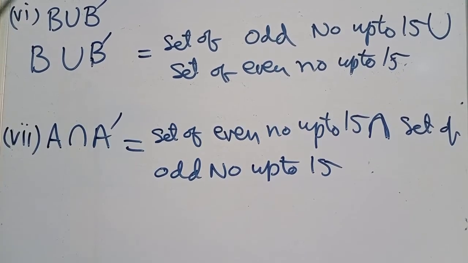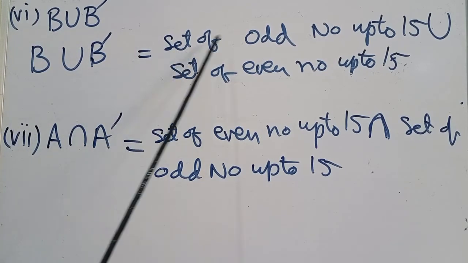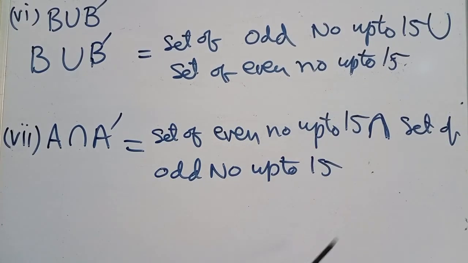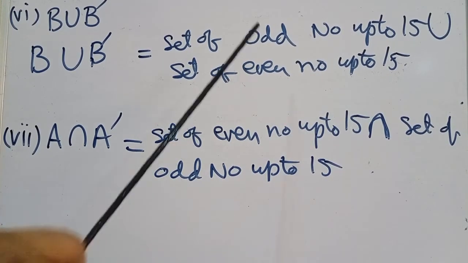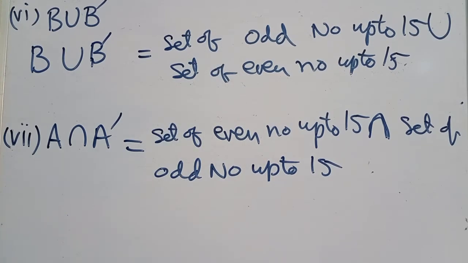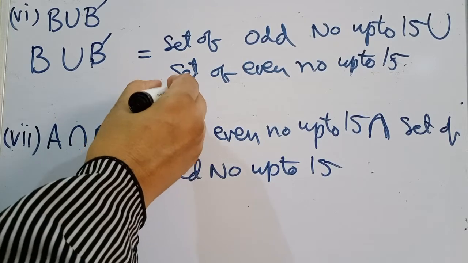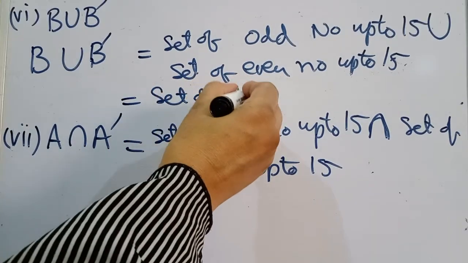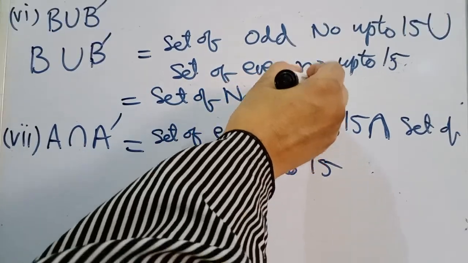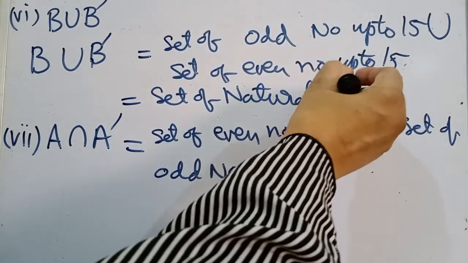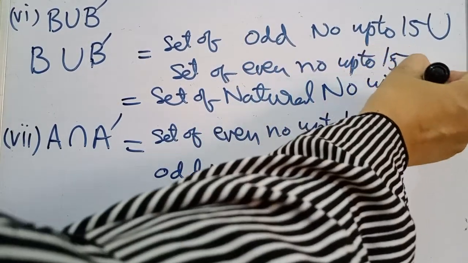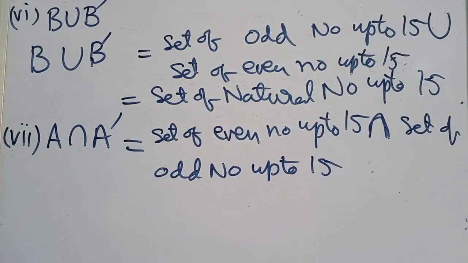Sixth part of question number 4 of exercise 5.1, B union B complement. B union B complement is equal to set of odd numbers up to 15 union set of even numbers up to 15. We observe that odd numbers and even numbers make a set of natural numbers up to 15.